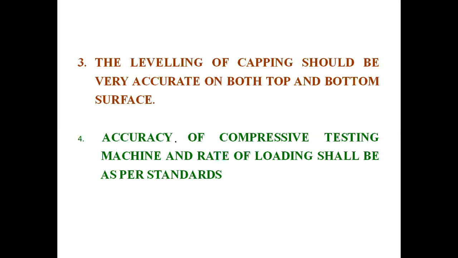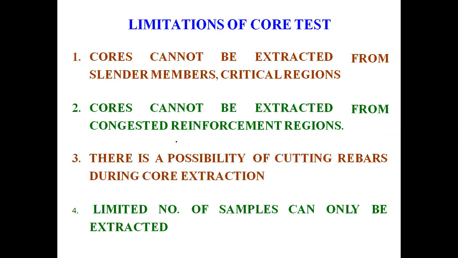Okay. And let me show you the limitations of the core test. Here, cores cannot be extracted from slender members, which is a very critical region. As we all know, if you take the example of a column, a column alone is a slender member. Slender members are subjected to buckling. So if you cut a core sample within the column, what happens? Your column may buckle at that particular location straight away.